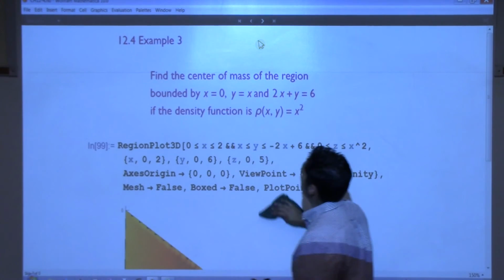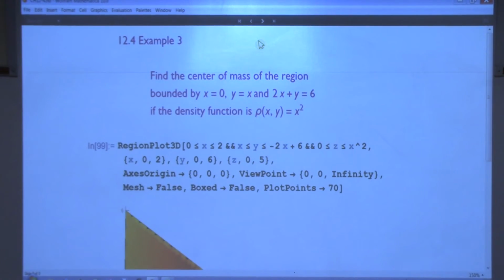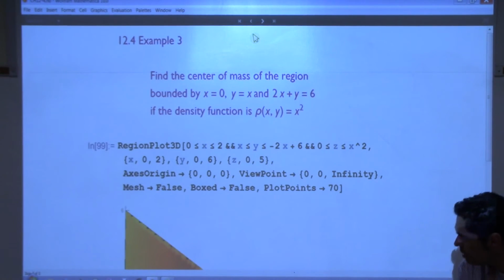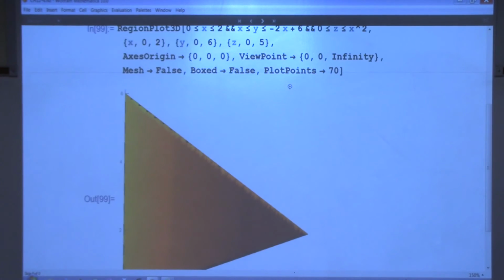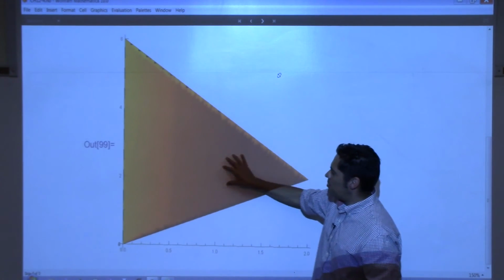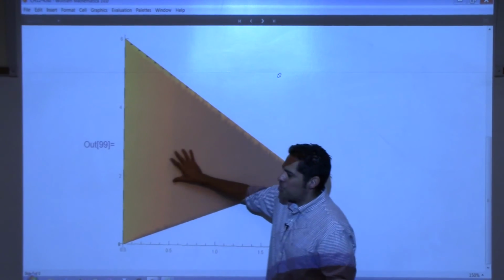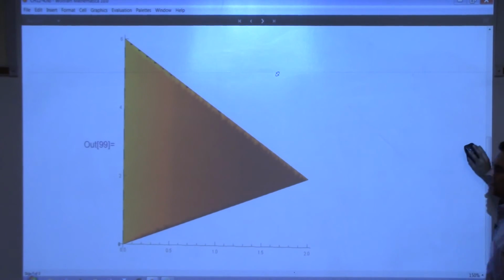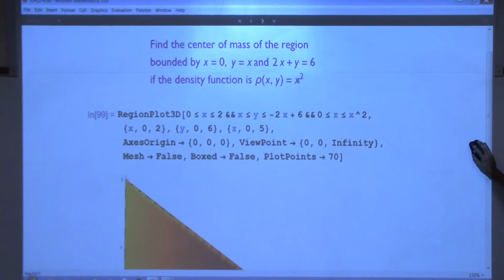Here's an example where you're asked to find the center of mass of a region bounded by some things, and then I give you the density function here. What I wanted to do with this was to just show you, this is the lamina. It has a variable density. Can you see that the darker shades represent where it's more dense, and the lighter shades where it's less dense? How dense it is depends on the x value. For this particular density function, the x value dictates how dense you are. So the bigger x is, the bigger your density is.